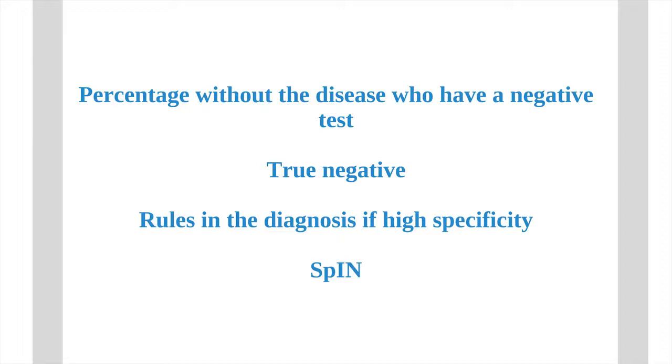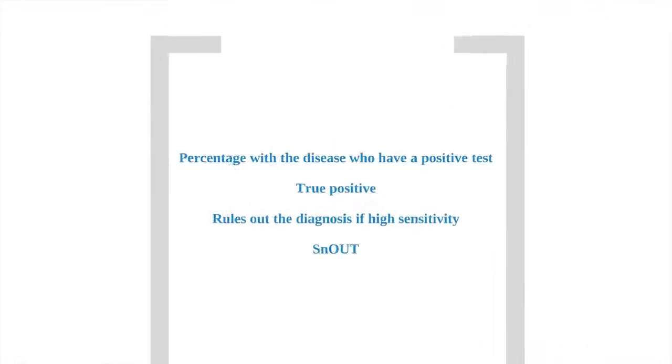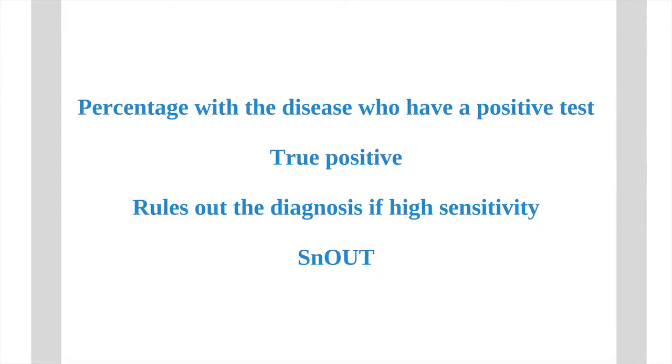One way to remember this is with the acronym SPIN. So SP for specificity, high specificity, helps rule in a diagnosis. In contrast to that is the concept of sensitivity, and that is the proportion of patients with the disease who have a positive test. So in other words, the proportion of true positives, and a test with a high sensitivity will help rule out the diagnosis if the test result is negative. And one way of remembering this is with the acronym SNOUT. So SN, for high sensitivity, will help you rule out the diagnosis.